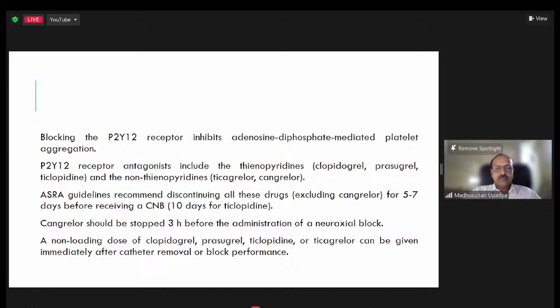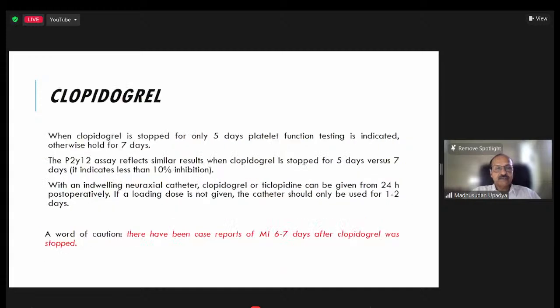Cangrelor should be stopped 3 hours prior to the administration of a neuraxial block. And as I said, a non-loading dose of clopidogrel, prasugrel, ticlopidine, or whatever can be given immediately after the catheter removal or block performance. Okay, we'll talk about the epidural catheter in situ a little later with all the drugs.